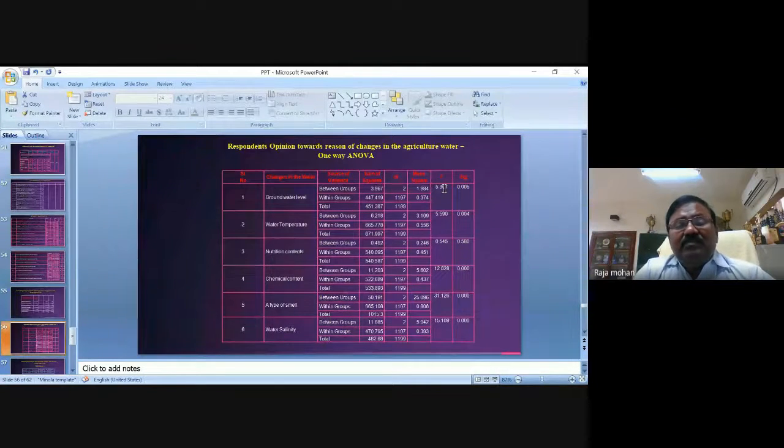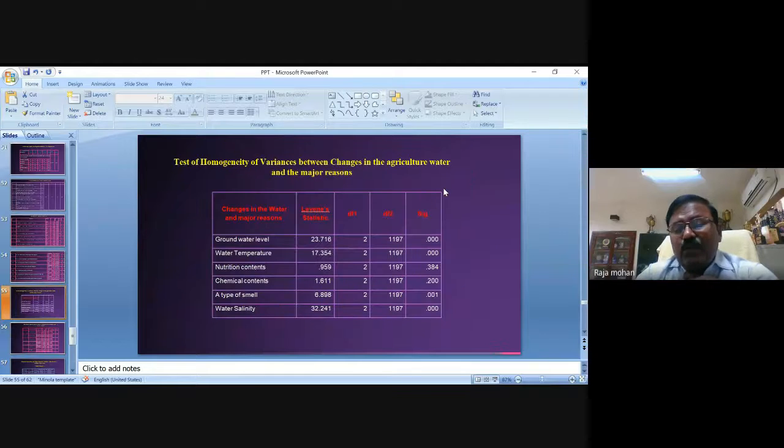See, we have one way ANOVA. You can remember that it is used for the respondents' opinion towards recent changes in the agriculture water. Here the same concept and one way ANOVA is used, and the result shows whether it is significant or not, because in the homogeneity test we found it true or not.